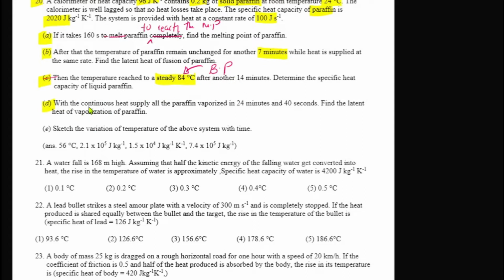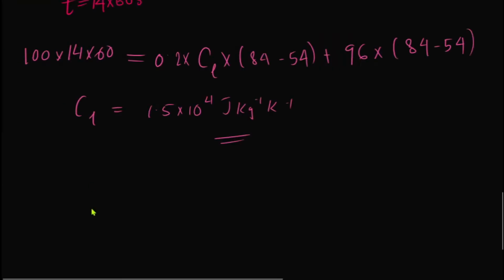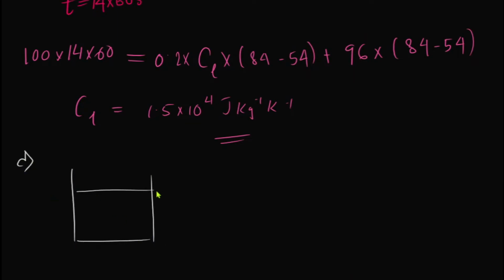So now the liquid is at its boiling point. When it is at its boiling point and we continuously supply heat, all the paraffin vaporized, converted into vapor within 24 minutes and 40 seconds. Find the latent heat of vaporization of paraffin. This is what you need to find. So in the D part, there's liquid paraffin at 84 degrees Celsius, its boiling point.